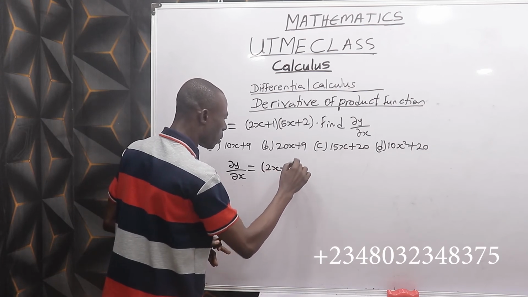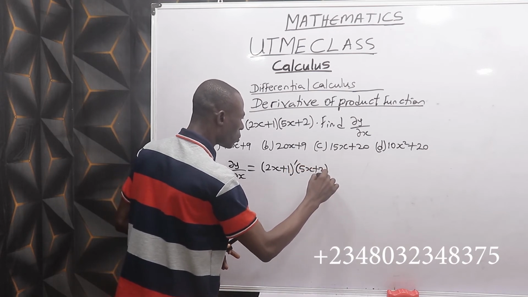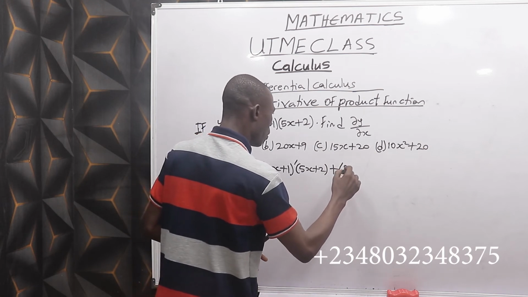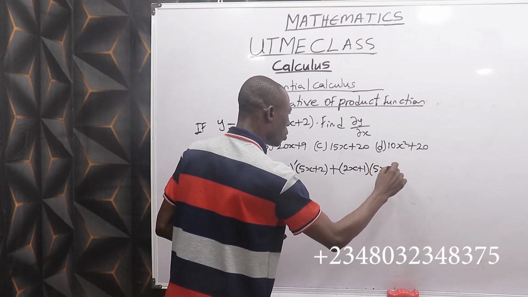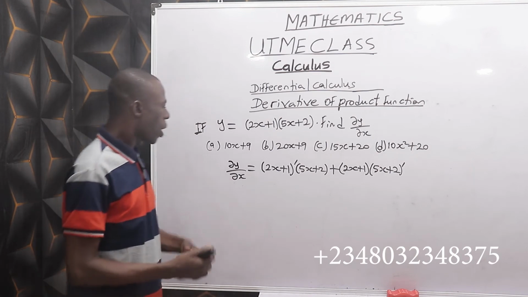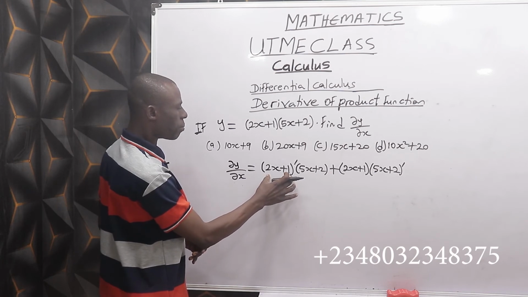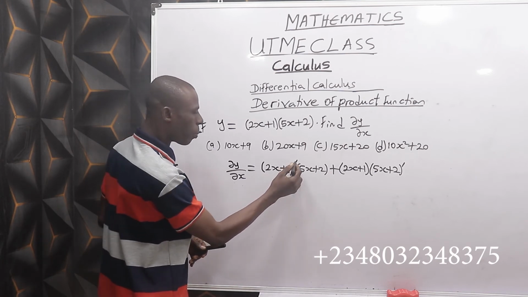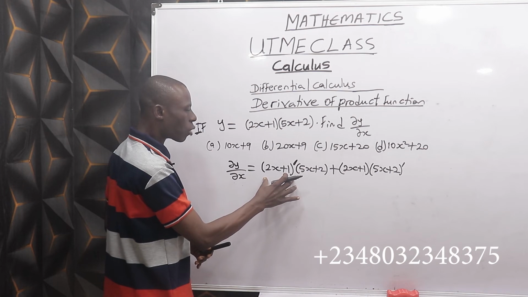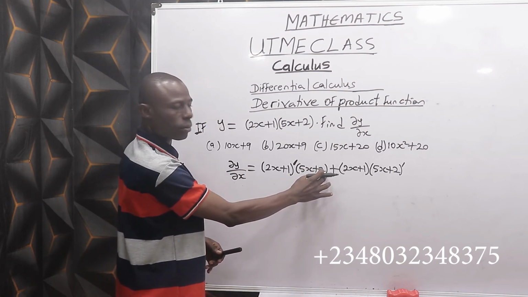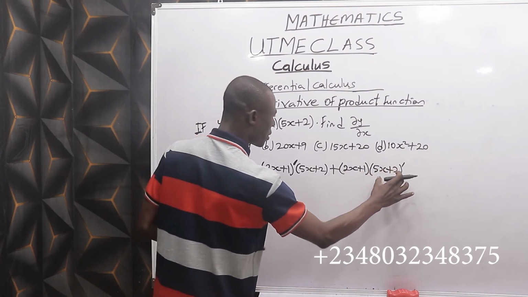(2x plus 1)' into (5x plus 2) plus (2x plus 1) into (5x plus 2)'. When you see it like this, what we mean is differentiate these brackets. The bracket that I put the prime on means to be differentiated. Differentiate this bracket, use the result to multiply the next bracket. Plus, use this bracket to multiply the derivative of the next bracket.